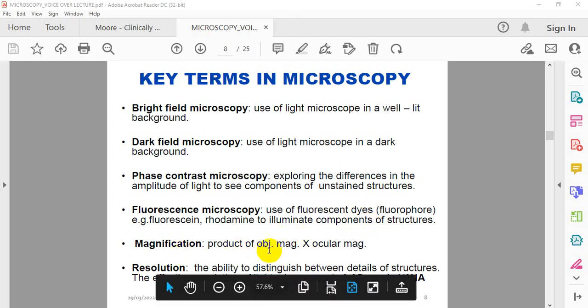Magnification is the product of the objective lens magnification and the eyepiece magnification. The eyepiece is also called the ocular lens.